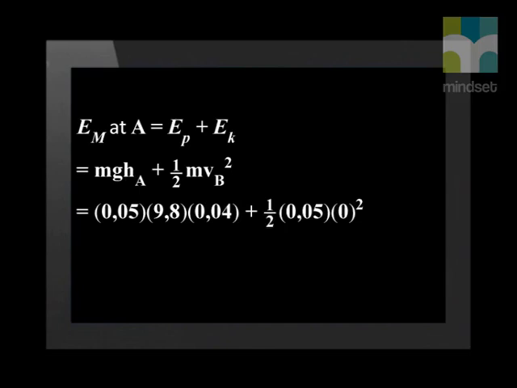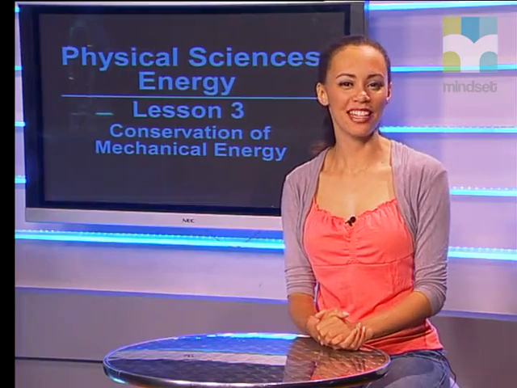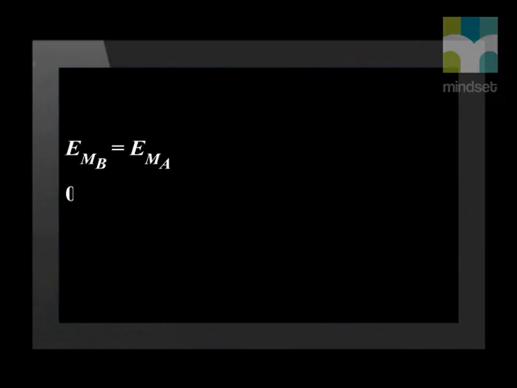At point A, the velocity is 0 and the bob is 0,04 meter above the lowest point. So the total mechanical energy at point A is equal to 0,0196. Since this is a closed system, the total mechanical energy at point B is equal to the total mechanical energy at point A. Substitute all the known information into the formula.